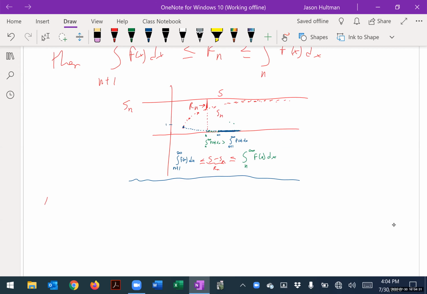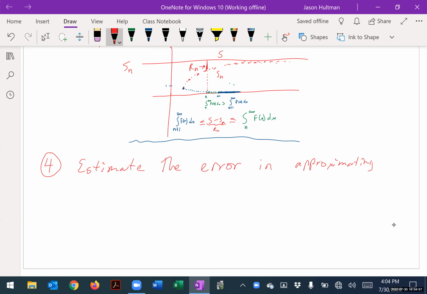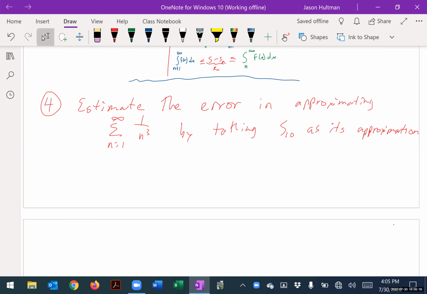Okay, number 4. Estimate the error in approximating the sum from n equals 1 to infinity of 1 over n cubed by taking S10 as its approximation. So we're going to take this S10.